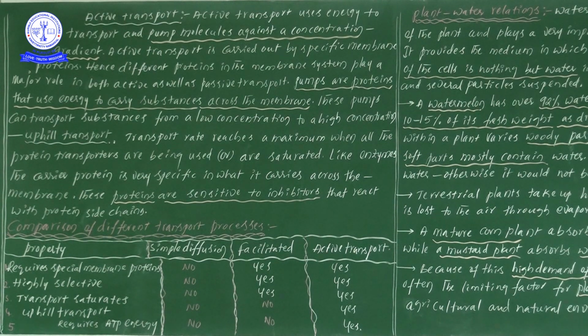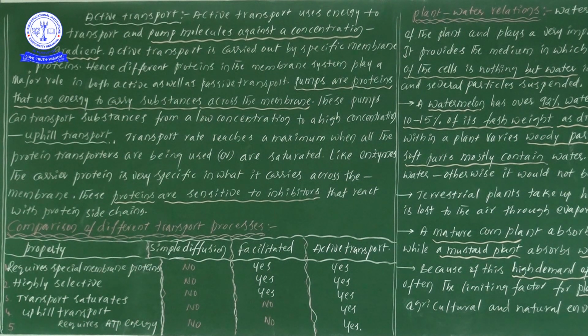Now let us have a look at this information one by one. Active transport uses energy to transport and pump the molecules against the concentration gradient. By seeing the first information, everything we have finalized in the last three videos must be recollected. My dear students, in the process of diffusion and facilitated diffusion, we have seen the transport of molecules from higher concentration to lower concentration.